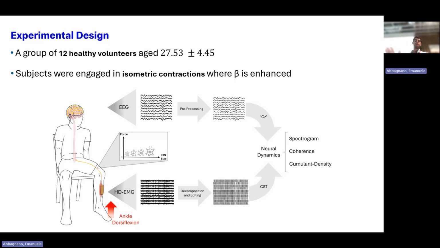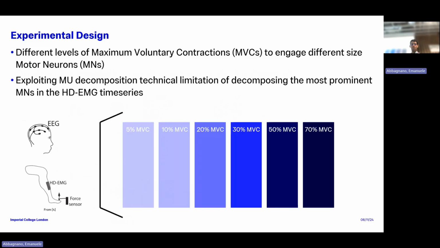We are applying both EEG and high-density EMG to analyze the neural dynamics of this transmission from cortex to muscle. The most important thing is that we want to see the projection of these oscillations across the entire motor neuron pool of the muscle. As you increase the force, we expect to find different size motor neurons. So we are doing 6 different types of isometric contraction, from 5% mild contractions to a submaximal contraction level, 70% MVC, while we are recording EEG and high-density EMG.